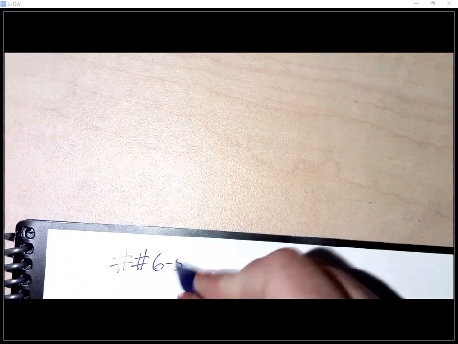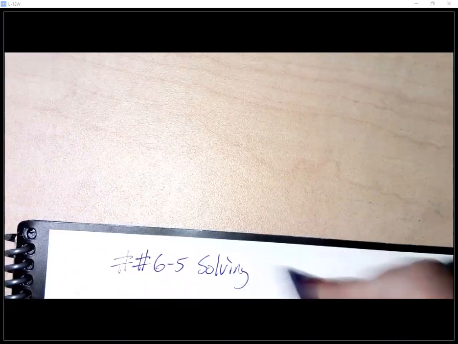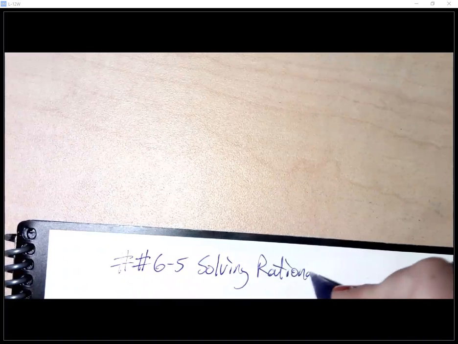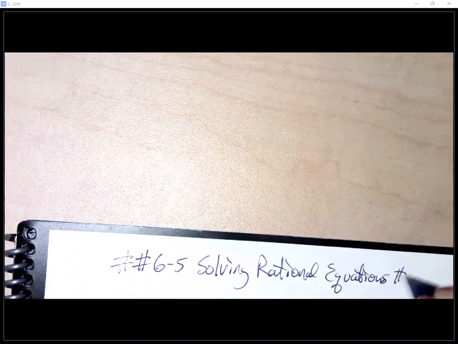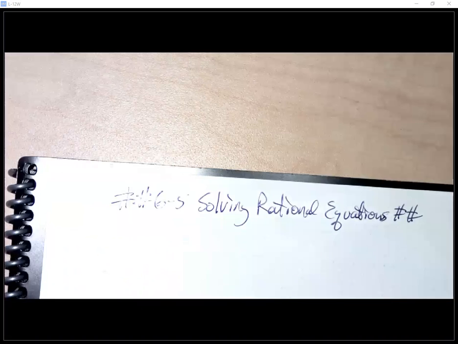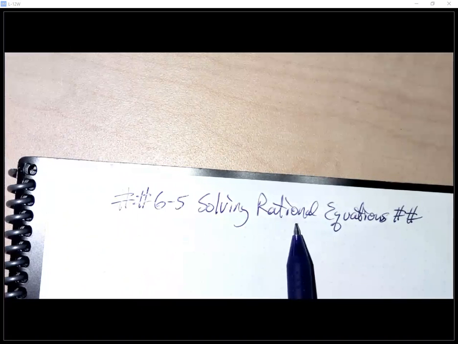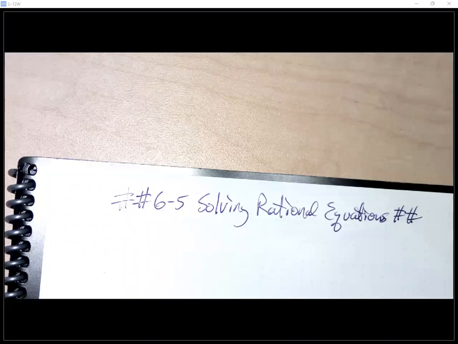Okay, so this is 6-5, solving rational equations. So remember what the word rational means. It really just kind of means a fraction. So we are just solving equations that have fractions in them. Don't get too hung up with this whole rational business. That's all it is, okay?